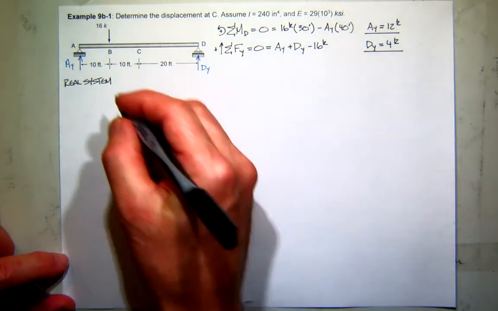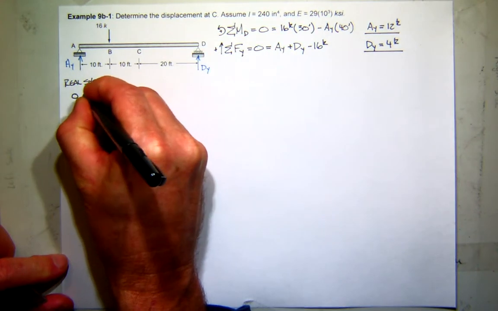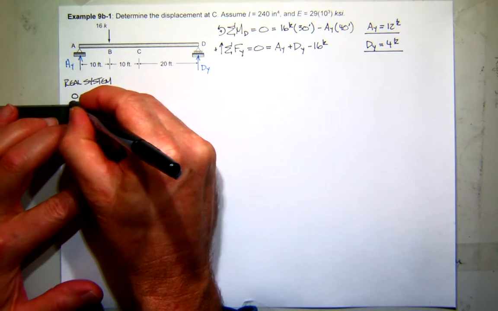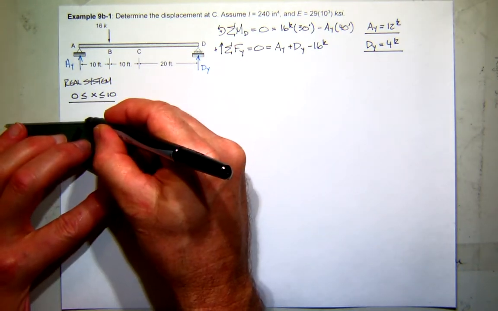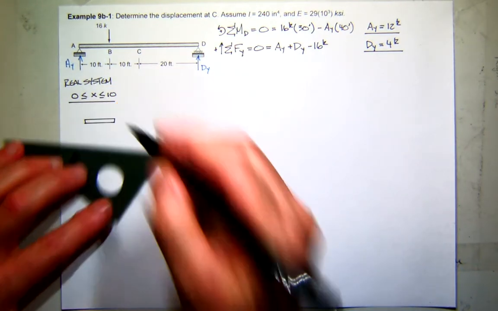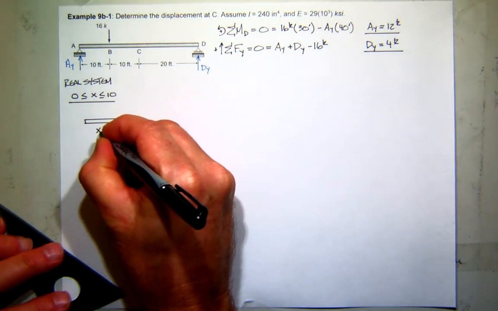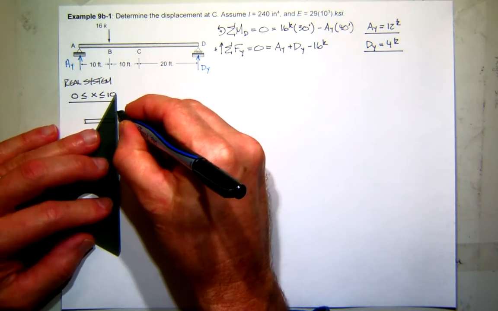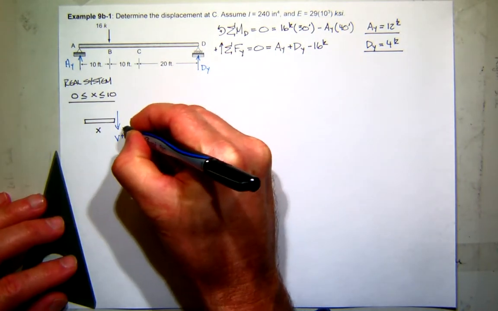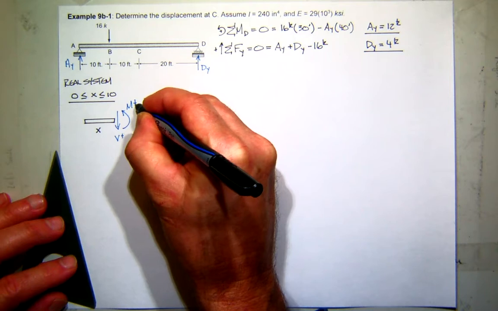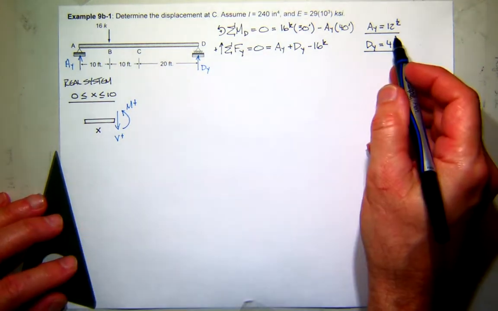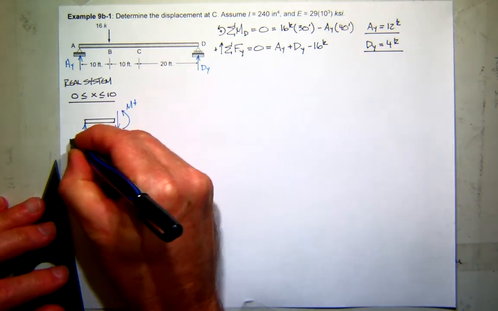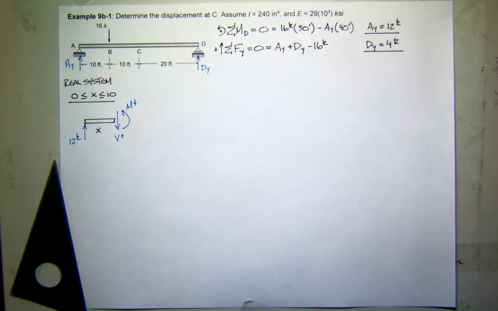So in my real system, I want to write a moment equation that's valid for the first 10 feet. So that would be a system that looks like that. So this is X, and that can be anywhere between 0 and 10. I've got positive shear and positive bending moment at the cut. And then, of course, at A, I found that my reaction was 12, and I assumed up, so the force is acting up of 12 kips. So there's my free body diagram for that.